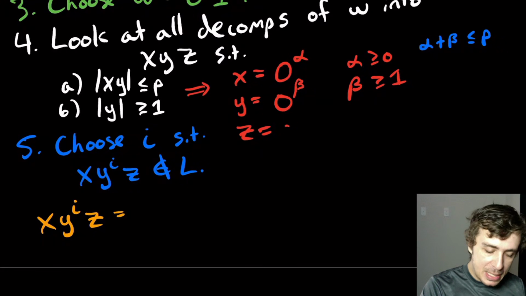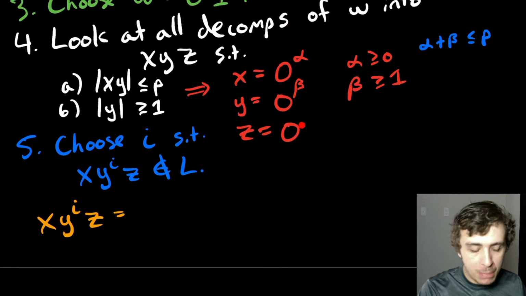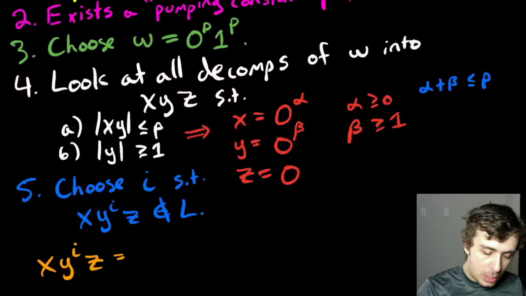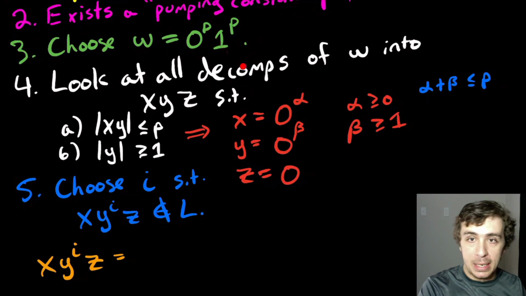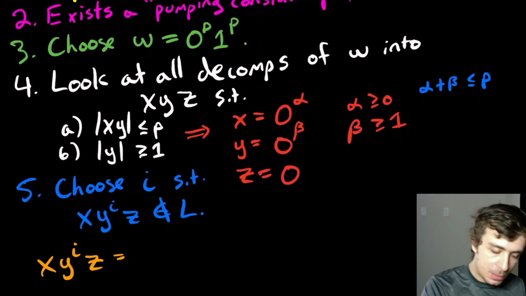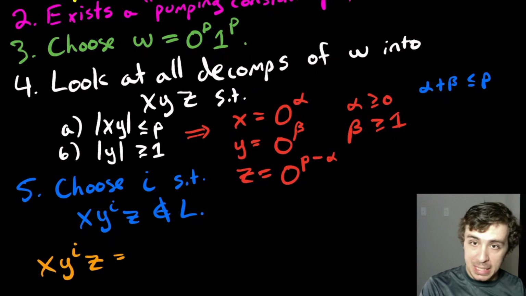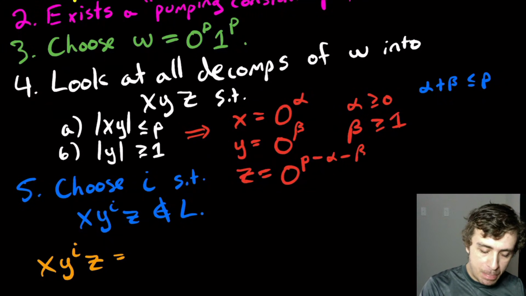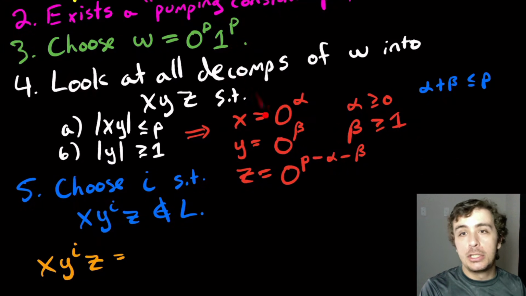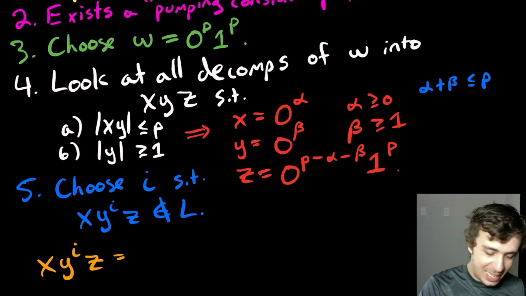So z has some number of zeros. It might have none, but it has some number of zeros. We started off with p zeros right here. We took away alpha in this piece. We took away beta in this piece. So we're going to have p, which is what we started with, minus alpha, because that's what the x part has, minus beta, because that's what the y part has. And neither of the 2 pieces touched any of the ones, so the z part has all of the ones. It has all of the ones.